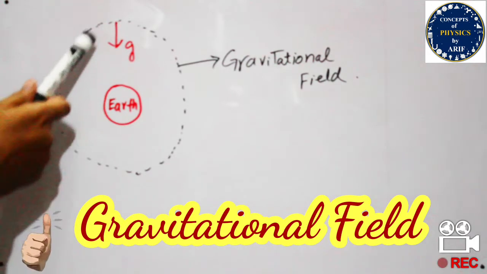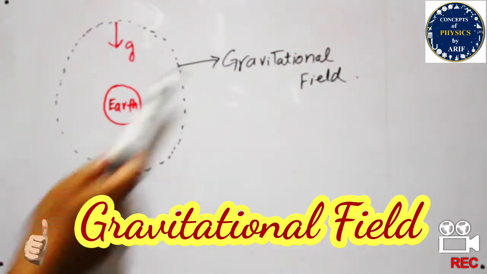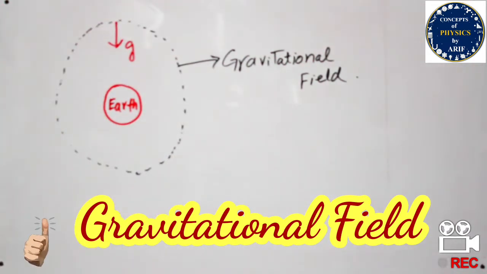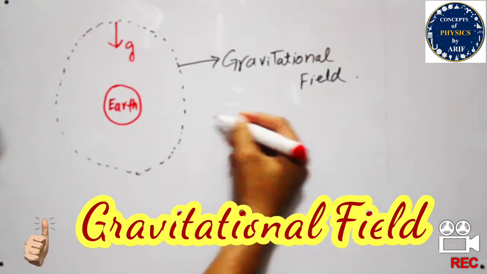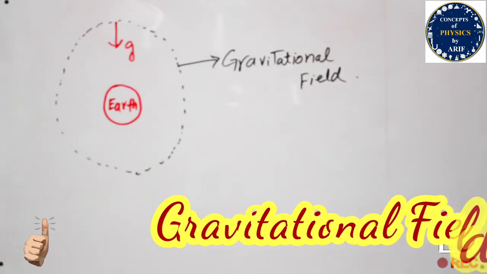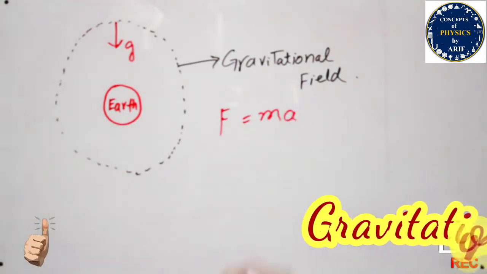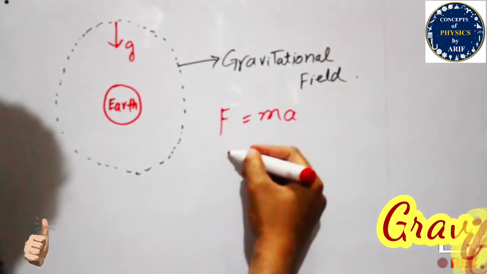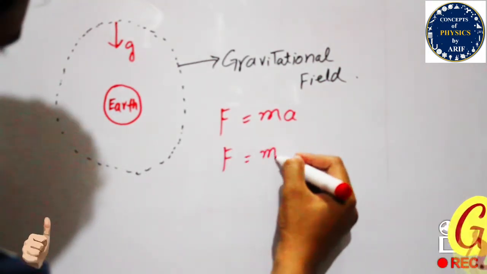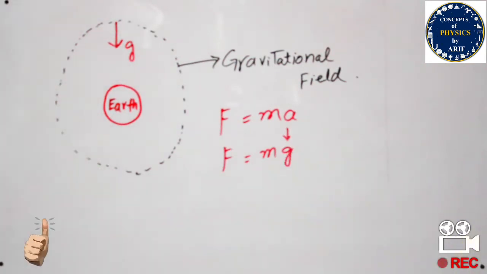The field around the earth in which a gravitational force acts on a body is known as the gravitational field. This can also be assumed as: when a body is in a gravitational field, a force F equals ma acts on it. Now in this case, the acceleration is due to gravity, so force is equal to m into g. This force due to gravity is acting on a body. Then we can talk about the work done by a gravitational field or gravitational force.